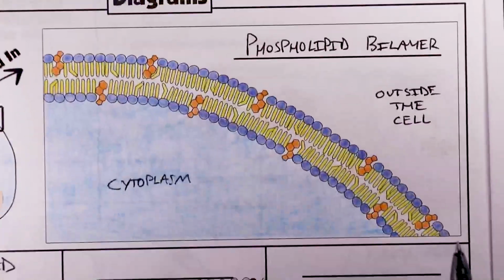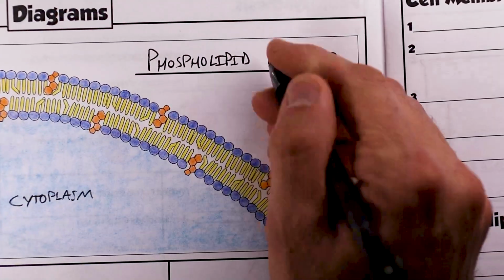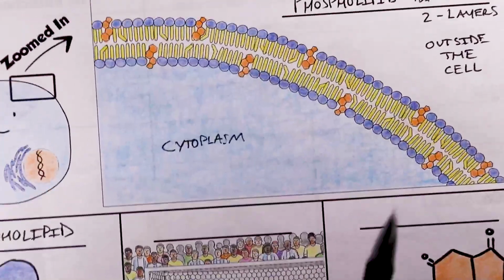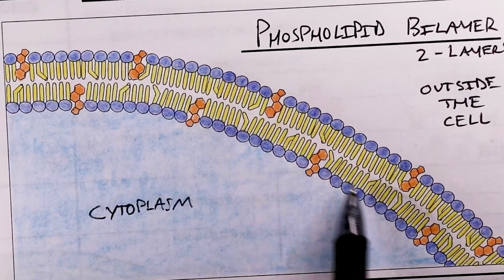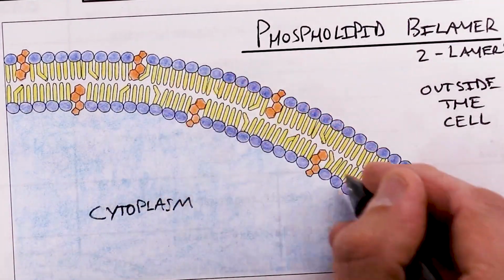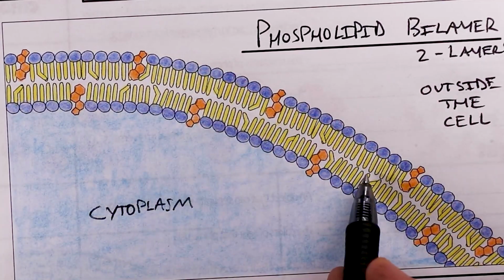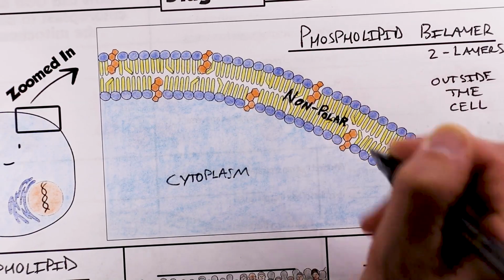So we come up here and look at the way it arranges itself. It's called a bilayer. That means 2 layers. So these things stay together in 2 layers because the middle is hydrophobic or non-polar. It doesn't like water. Now I'm going to write the word non-polar in here.